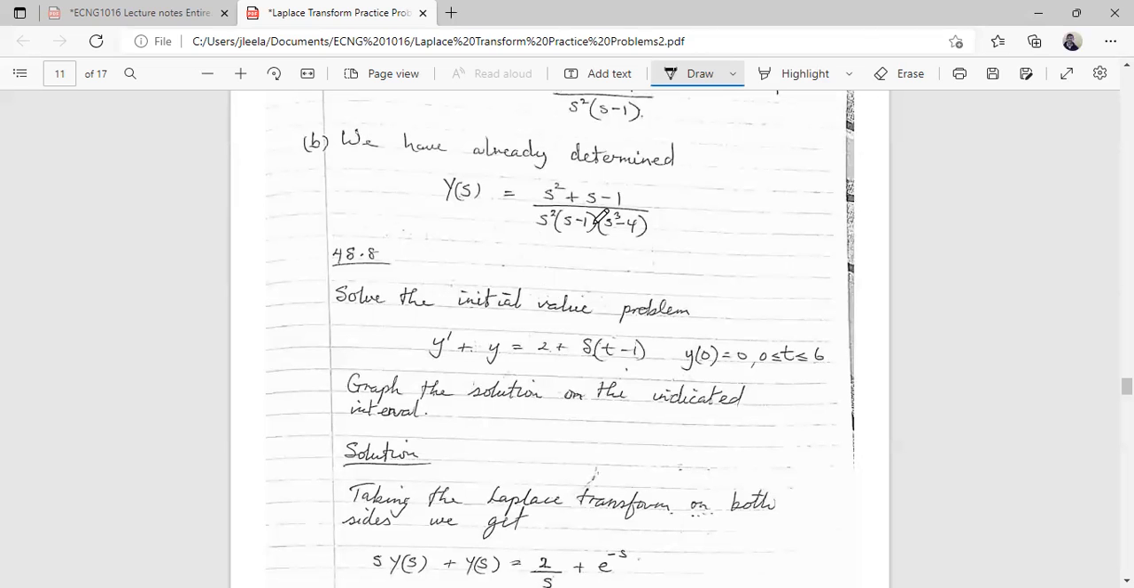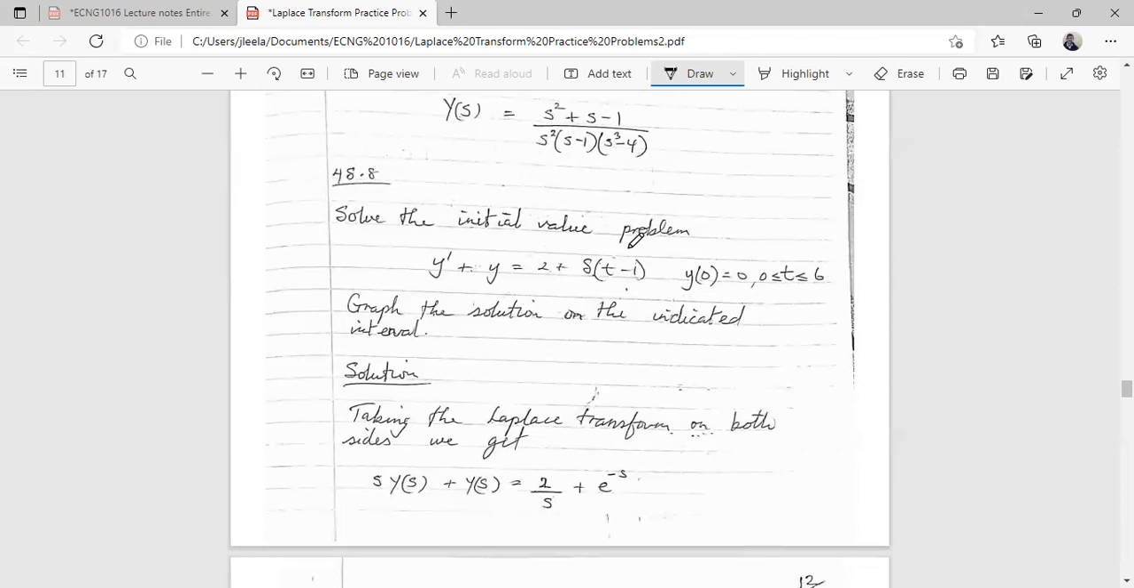Solve the initial value problem. y' plus y is equal to 2 plus the Dirac delta function (t minus 1), where the initial condition y(0) is 0 and t lies between 0 and 6. Graph the solution on the indicated interval, right? So now we want to solve this problem here.